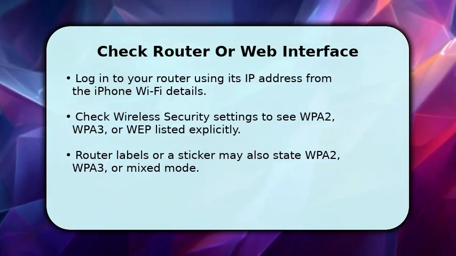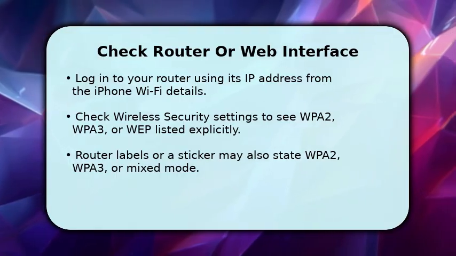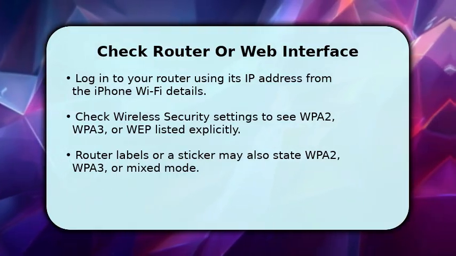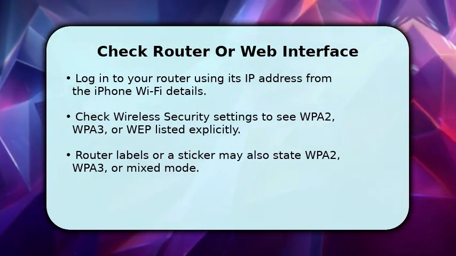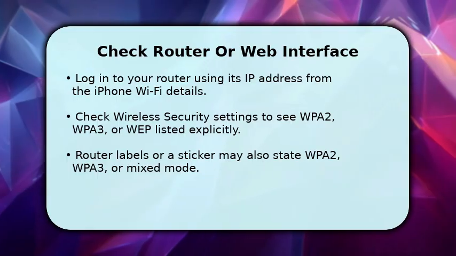Open Safari and paste the router IP to access the router login page. Enter the admin username and password to sign in and reach settings. Navigate to wireless or security to view the network encryption type listed.